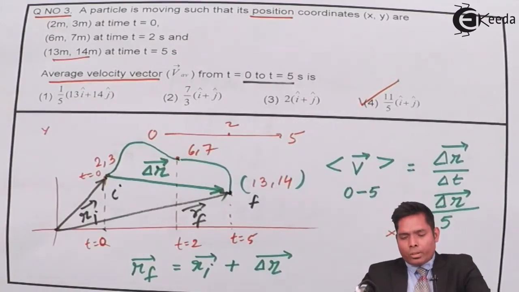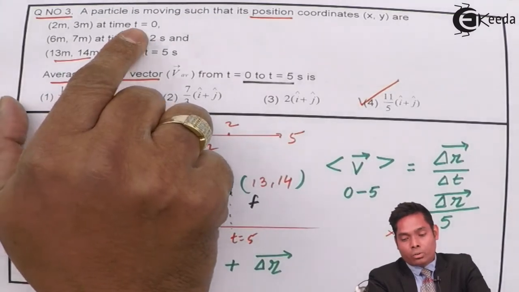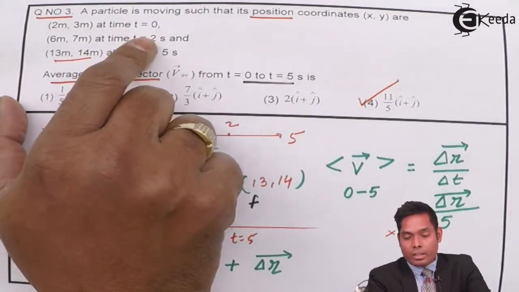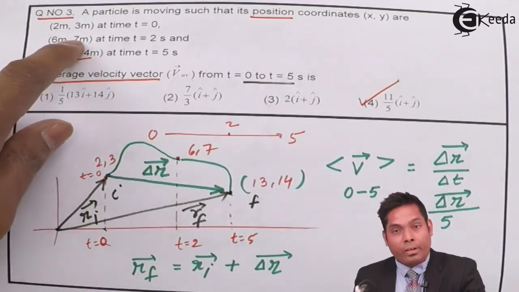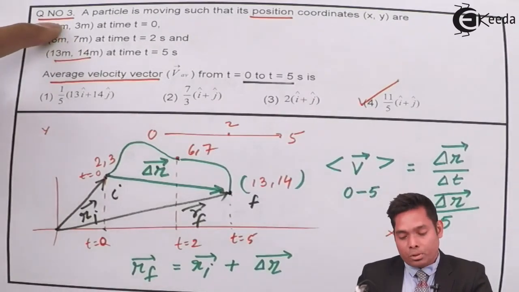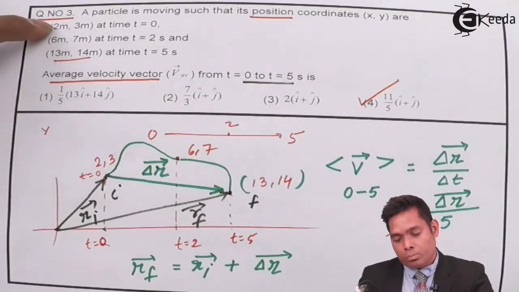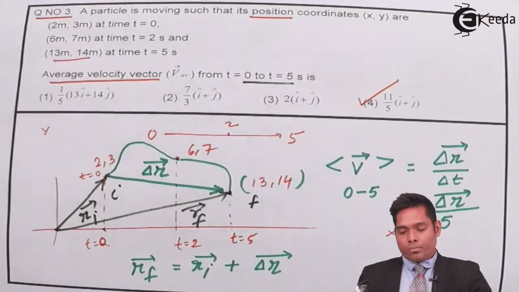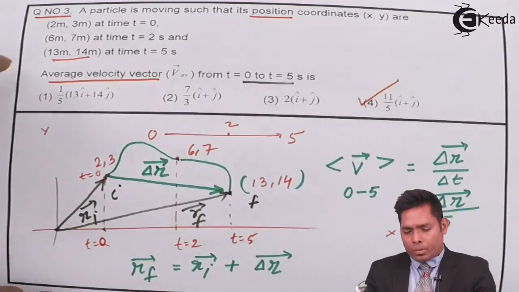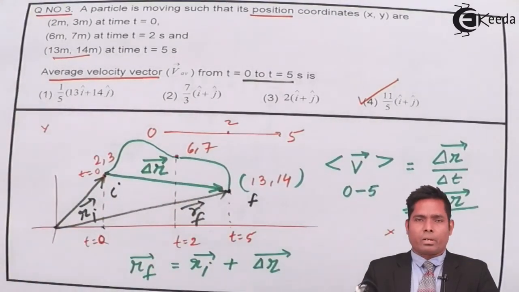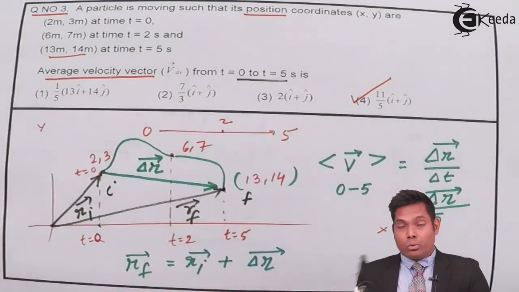But let me tell you, if I ask you the question to find the average velocity over 0 to 2 seconds, then in that case you have to consider this point as the final position and this point as the initial position. So it would not have been 13 minus 2; in this case it would have been 6 minus 2 and 7 minus 3. In short, you just have to take the difference and put it in vector form. This is the process that I explained so you can understand this.